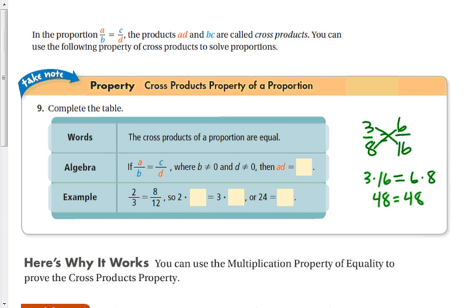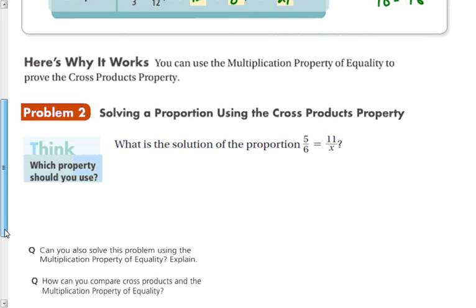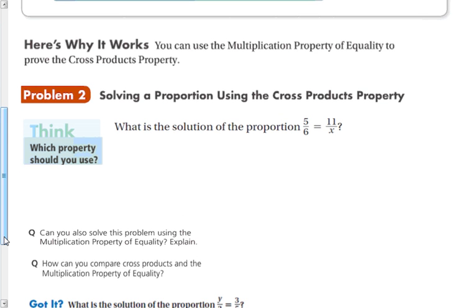So in our example here, 2 times 12 is equal to 3 times 8. And A times D is equal to B times C. All right, so let's try it here.